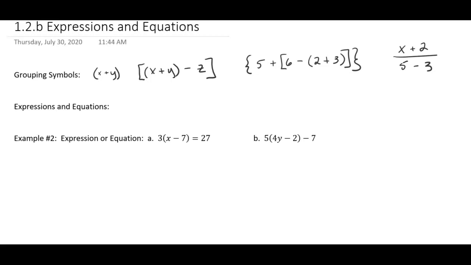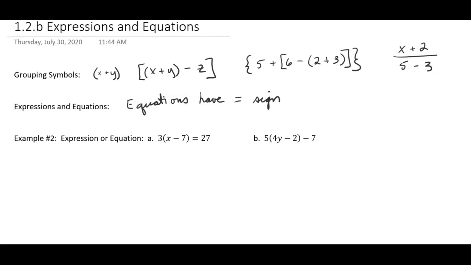Expressions and equations. Expressions aren't statements. They're symbols and numbers, constants, variables, grouping symbols, but they don't equal anything. They're not less than something. They're not statements. Equations are statements. They're specific statements. Equations have equal signs. If it doesn't have an equal sign, it's not an equation. Now, that doesn't necessarily mean it's an expression, but for now, they're just talking about looking at expressions or equations.